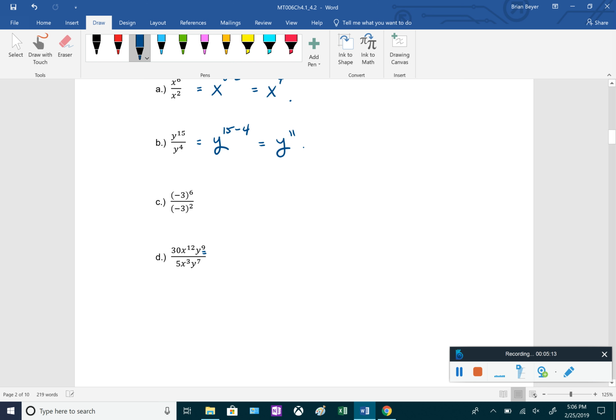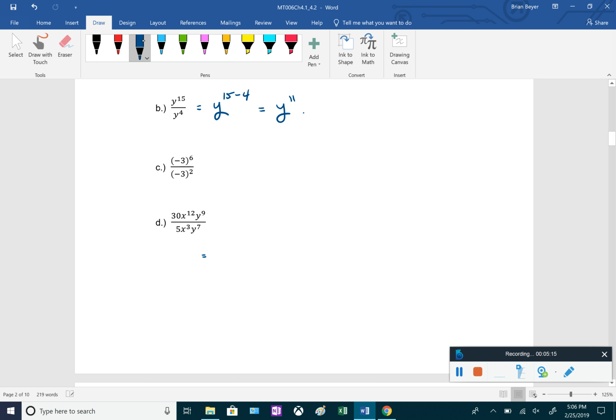Next one, negative 3 to the 6th divided by negative 3 to the 2nd. So common base of negative 3, subtract the exponents, 6 minus 2. That's negative 3 to the 4th.